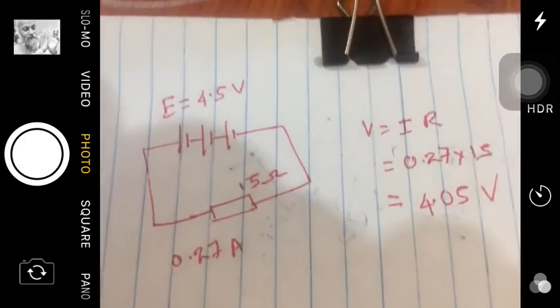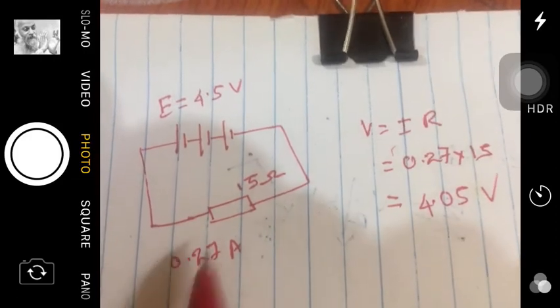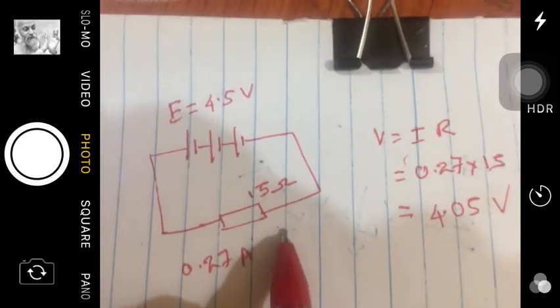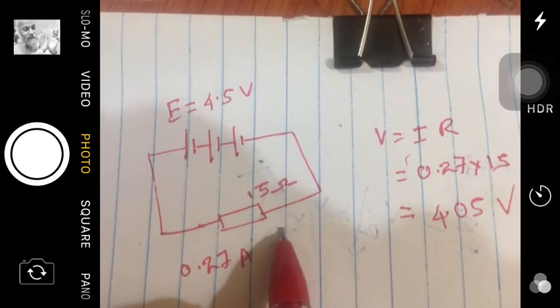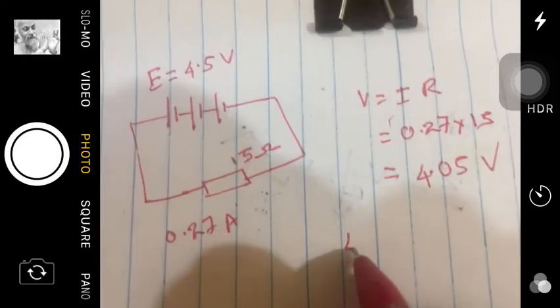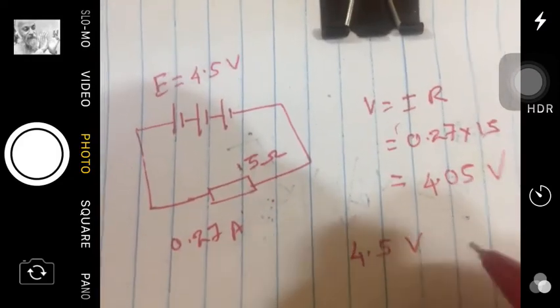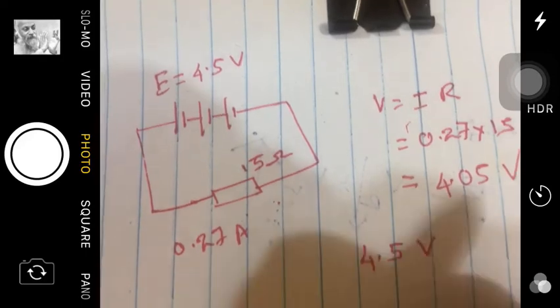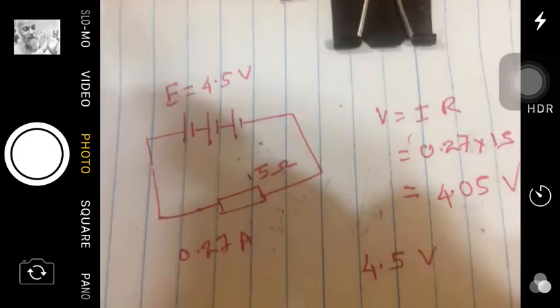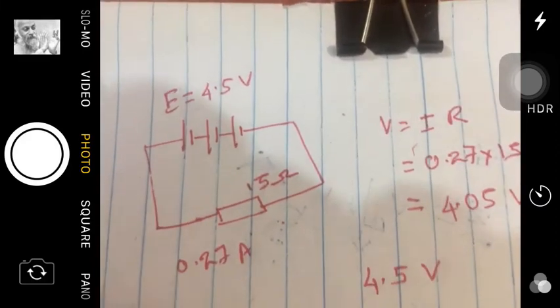So for each coulomb that was coming from the battery, from the energy it was bringing, that is 4.5 joules, 4.05 joules is used here. That's the meaning of 4.05 volts. But the overall energy that was given to each coulomb that was leaving the battery is 4.5 joules per coulomb, volts. So the voltage that is dropping due to internal resistance is the remaining voltage.